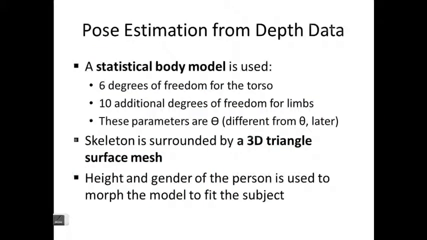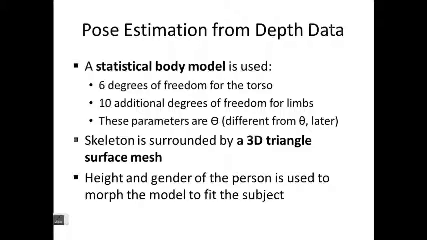So let's start off with the human pose estimation bit. The authors use a statistical model of the body, and this has 6 degrees of freedom for the torso, which is 3 translational and 3 rotational, and they also have 10 additional degrees of freedom for the limbs. We parameterize these degrees of freedom by capital theta. I just wanted to point out that this is different from small theta, which we will also use later.